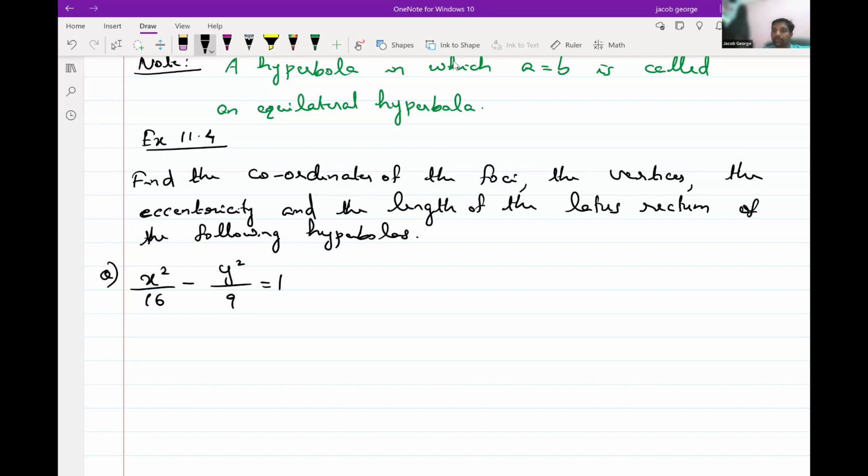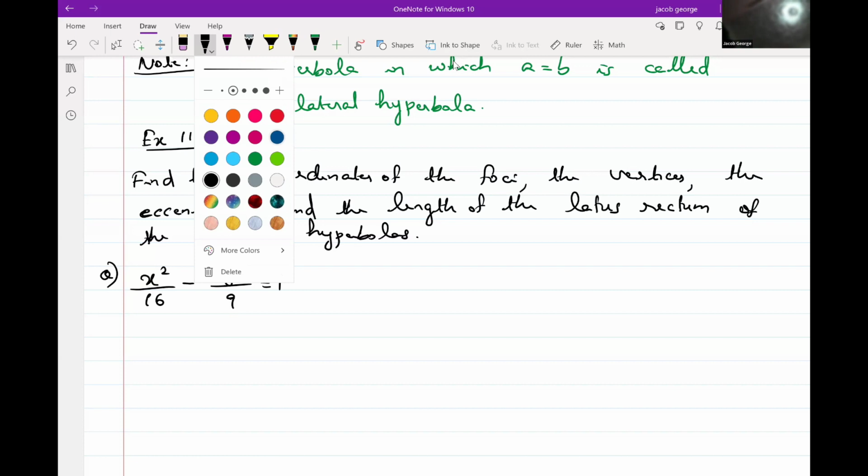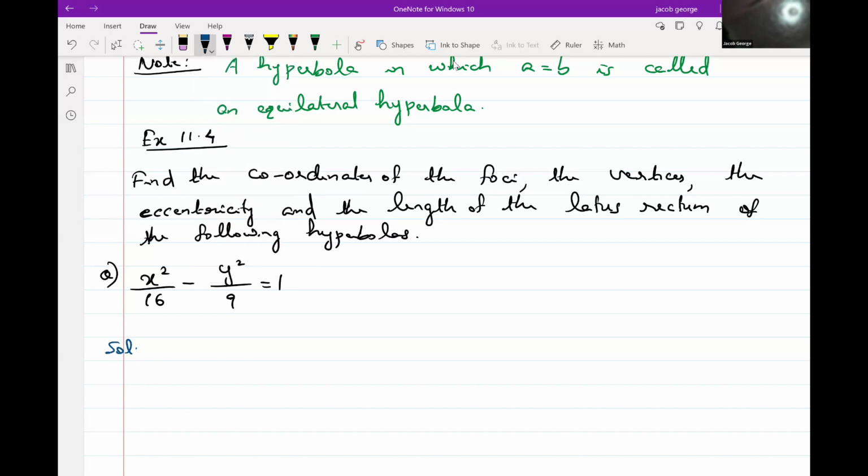If y comes first, in the y square by a square minus x square by b square form, it will be the second type. So this is type 1 hyperbola. So we start the solution comparing it with the type 1 hyperbola standard equation. Comparing the given equation with x square by a square minus y square by b square is equal to 1. That is the first step.